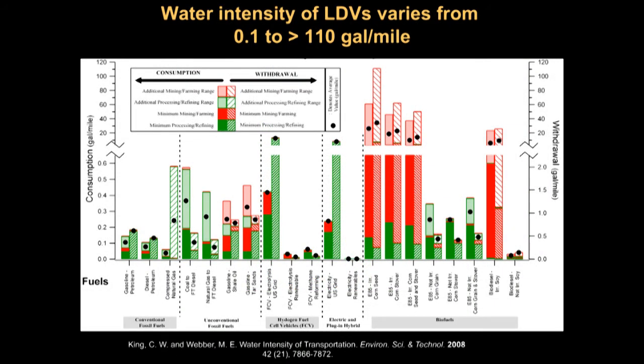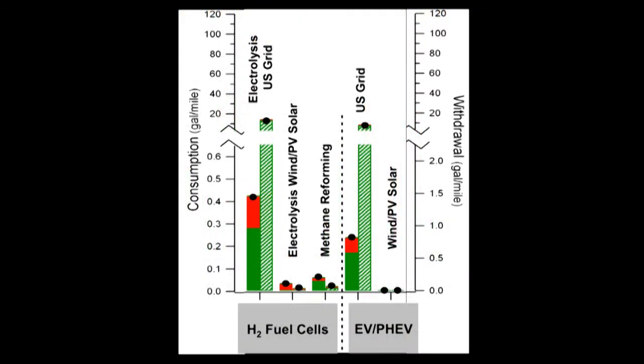Electric vehicles and plug-in hybrid electric vehicles consume between 0.2 and 0.3 gallons of water per mile, with the bulk of the water consumption due to power plant cooling, just as with the fuel cell vehicles. Again, if the electricity for charging the electric vehicle comes from a dry-cooled power plant or a non-thermal process, then the water consumption is practically zero.